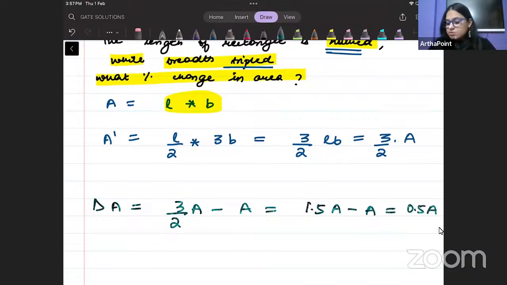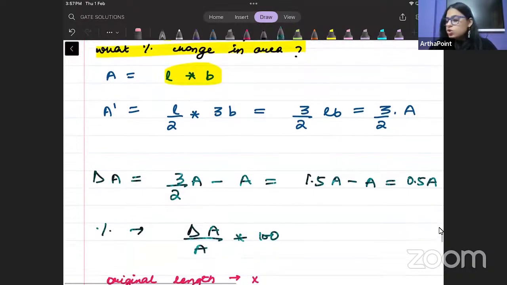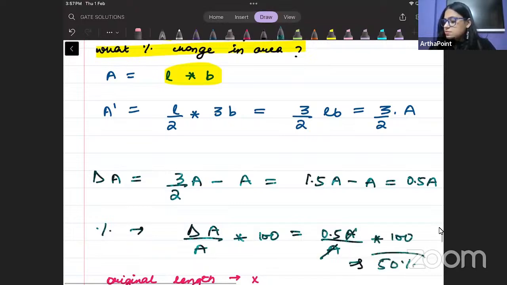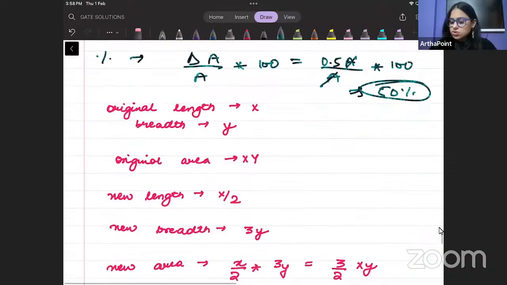What will happen in terms of percentage, beta? Change in area by original area into 100. So the area is changing by 0.5A, original A, into 100. So this is going to be 50%. So the area will change by 50%. Okay, beta.